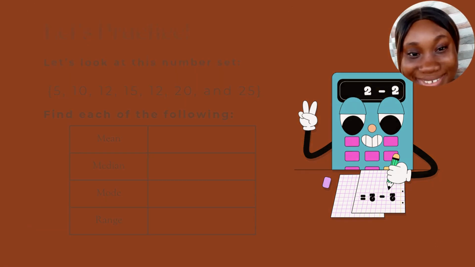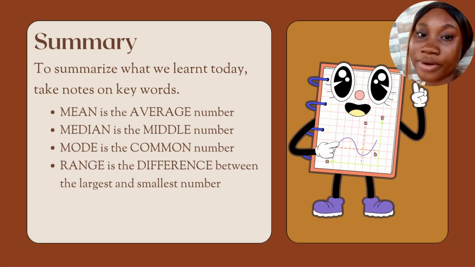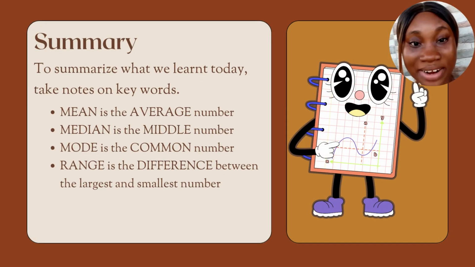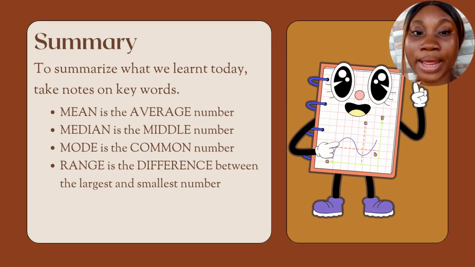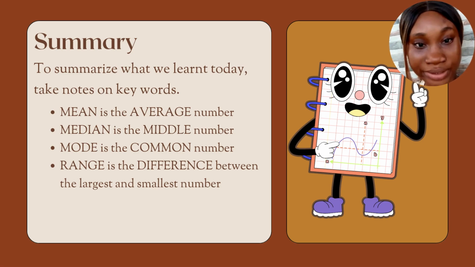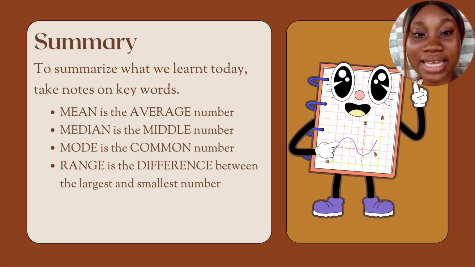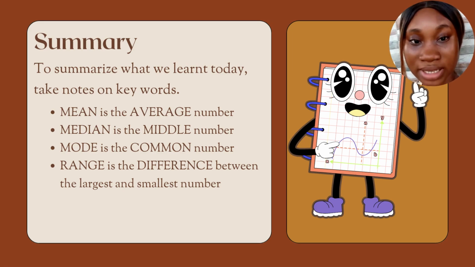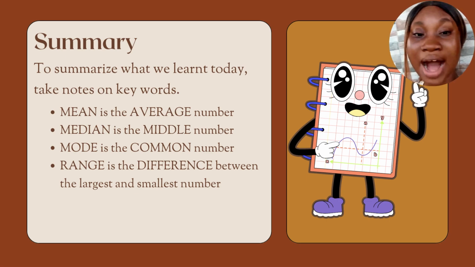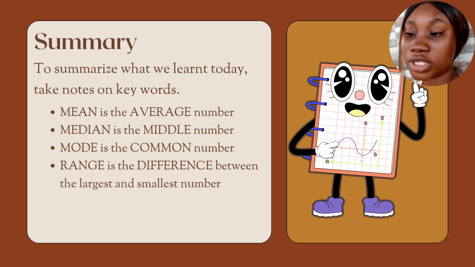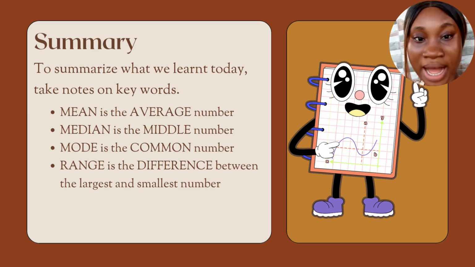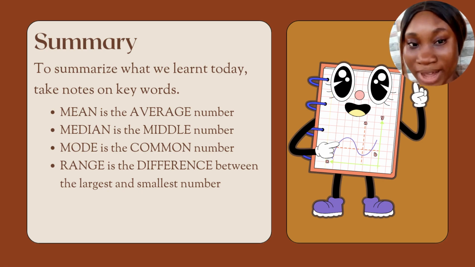So have fun. To summarize, we looked at statistics, and under statistics, we looked at the mean, median, mode, and range. We said that the mean is the average. So add all the numbers together, divide by how many numbers you have altogether, and you have your mean. For your median, arrange it from the smallest number to the biggest number and look for the number in the middle. Sometimes you can have two numbers in the middle. All you have to do is add them together and divide by 2.